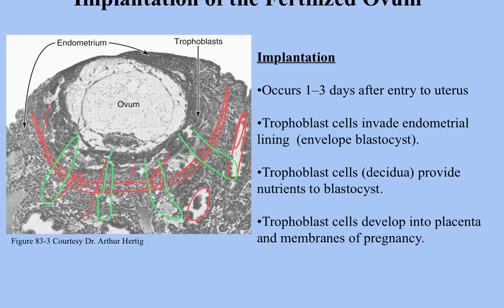And then the endometrium actually envelops the entire blastocyst, kind of like it's buried under the soil, and then it will further develop into an embryo. So this implantation occurs about 1 to 3 days after entry into the uterus. So this takes quite a while. All of this takes quite a while to happen.